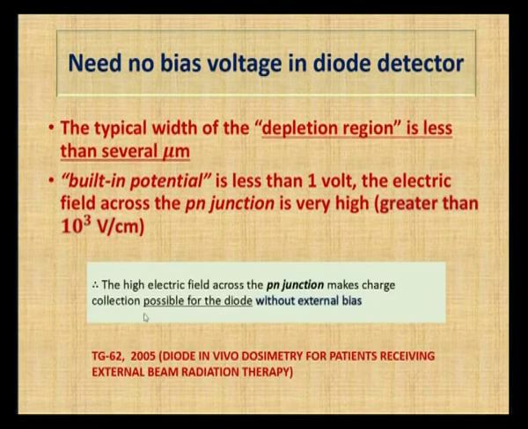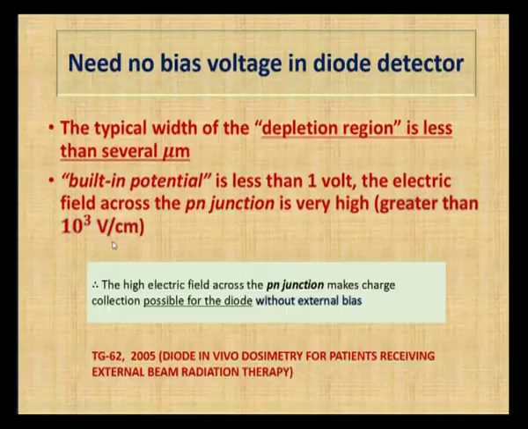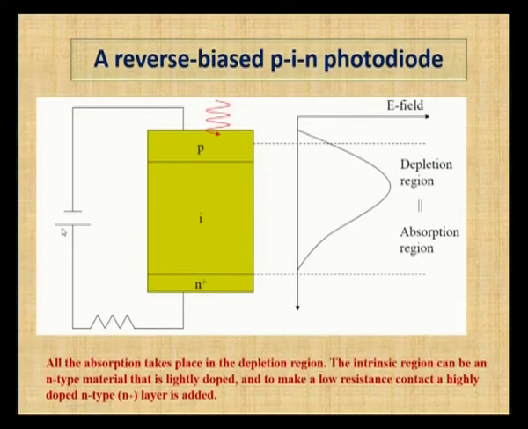The high electric field across the p-n junction makes charge collection possible for the diode without external bias because of the very thin depletion region, and the built-in potential is also less because of the thin depletion layer. It is 1 volt. The electric field across the p-n junction is very high, greater than 10 to the power of 3 volt per centimeter. As I said, this photodetector works only in reverse bias mode.